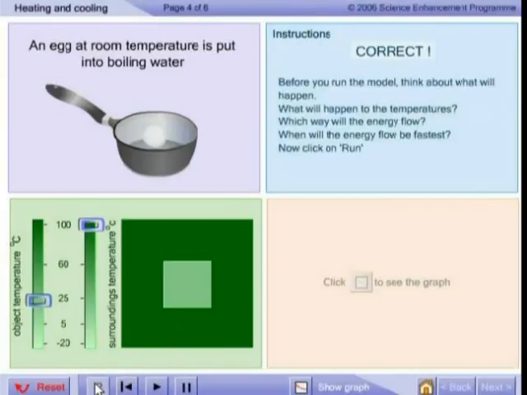Correct. But what I'd like you to do now is to describe to your teacher what will happen to the temperatures. Which way will the energy flow? And when will the energy flow be the fastest? Good luck.